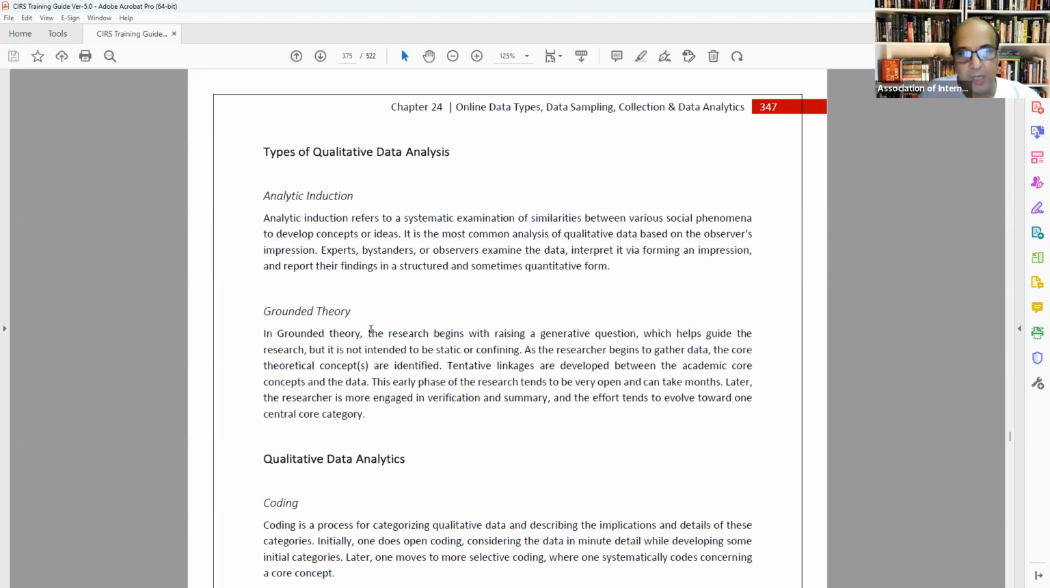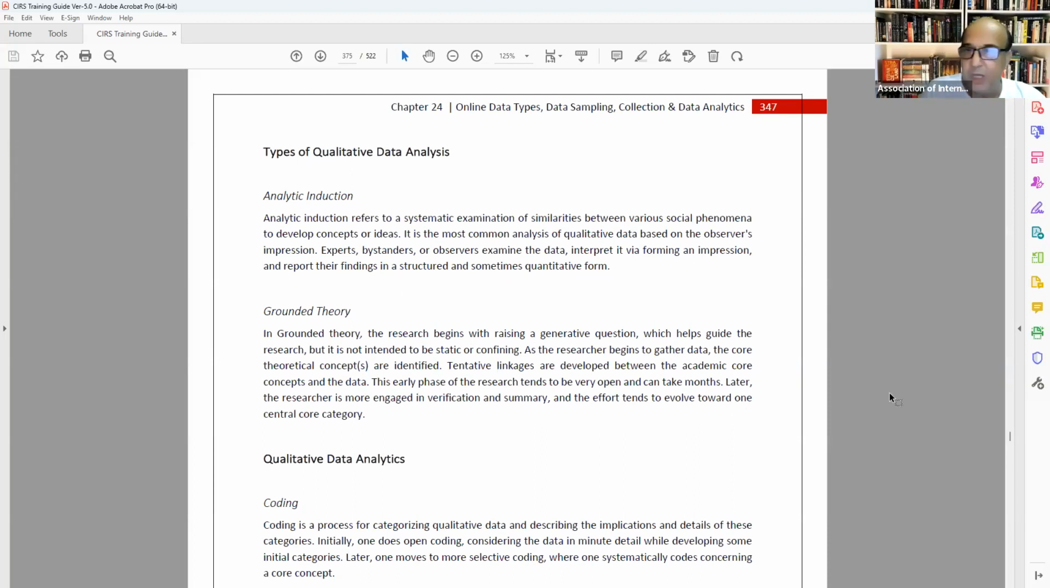So what grounded theory means by definition: the research begins with raising a generative question which helps guide the research but is not intended to be static or confining. So the question or the problem that you start with may become more complicated, or it may take a totally different direction, because you are basically embedded in that environment. In social sciences or social experiments, sometimes you have to live somewhere with the people or the environment to get a better sense of the ground realities, and therefore it would change your perspective and change the direction of your research.